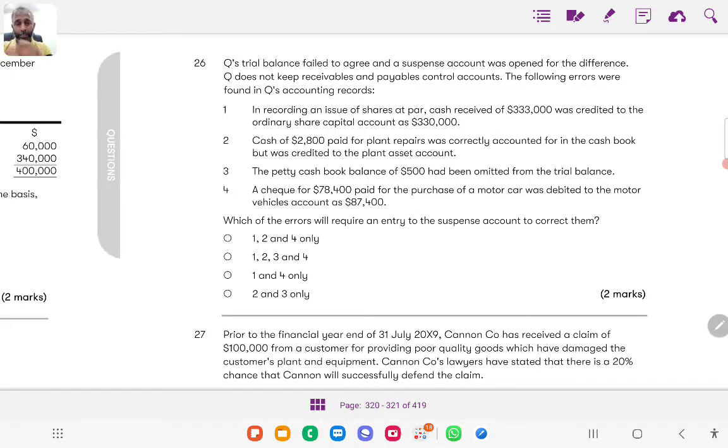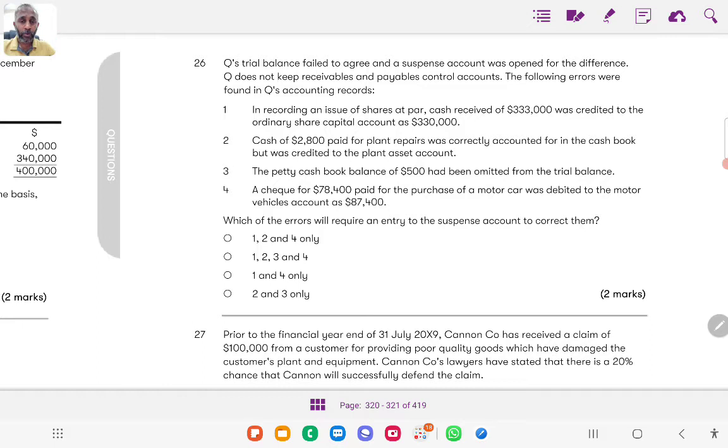Before I read the errors, let me read the requirement. Which of the errors will require an entry to the suspense account to correct them? So we need to find out, from the list of 4 items, which are required to be included in a suspense account to correct them. Let's read the options now.